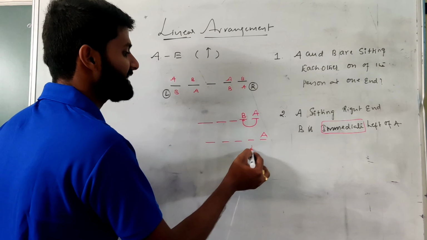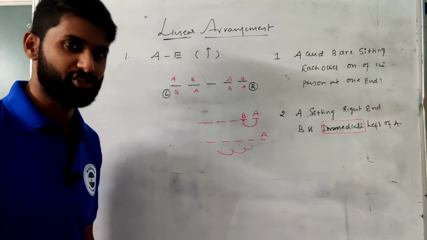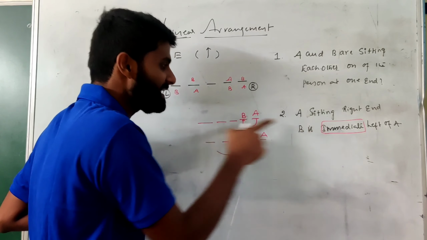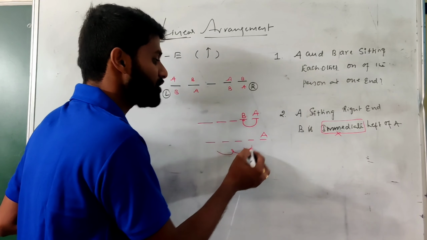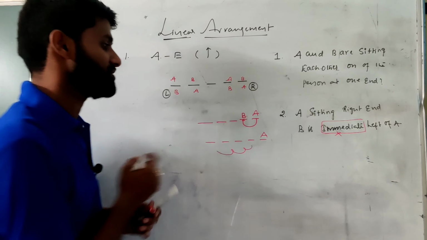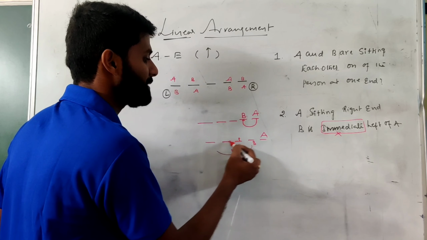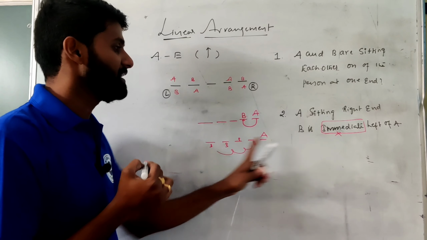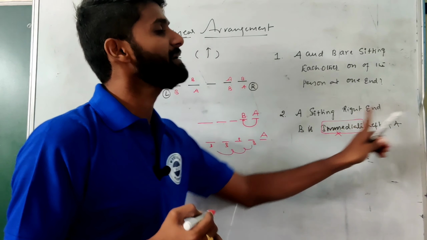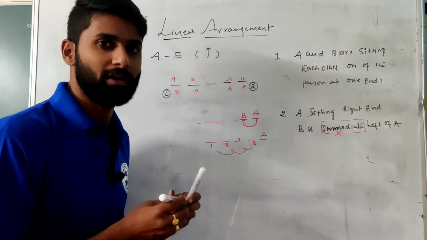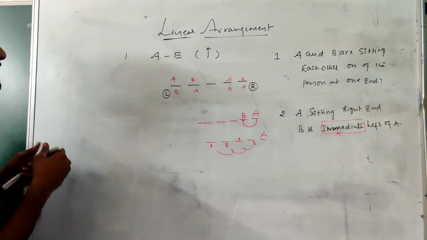A is sitting at the right end, B is to the left of A. Left means it can be any of the positions. The term immediate indicates the next position. If the term immediate is not there, it can be any of the positions. So B can be here, here, here, or here. So for B is left of A, there are four possibilities. If B is immediate left of A, there is only one possibility. Okay, we'll go to one more statement.